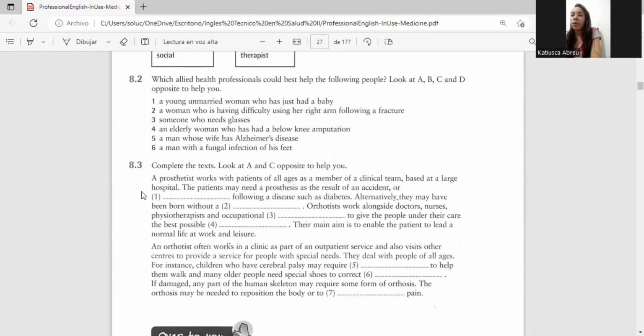Exercise 2. Which allied health professionals could best help the following people? A young unmarried woman who has just had a baby, social worker. A woman who is having difficulty using her right arm following a fracture, physiotherapist. Someone who needs glasses, optician.